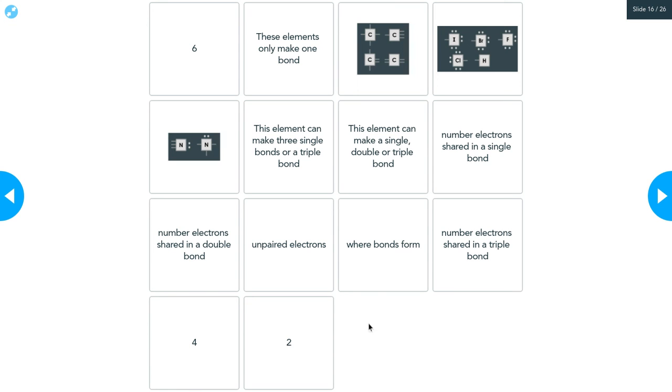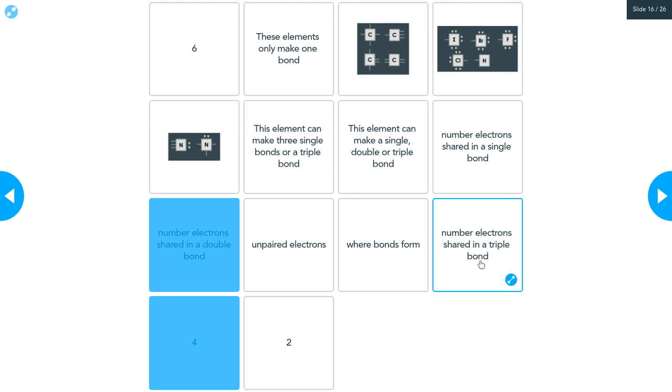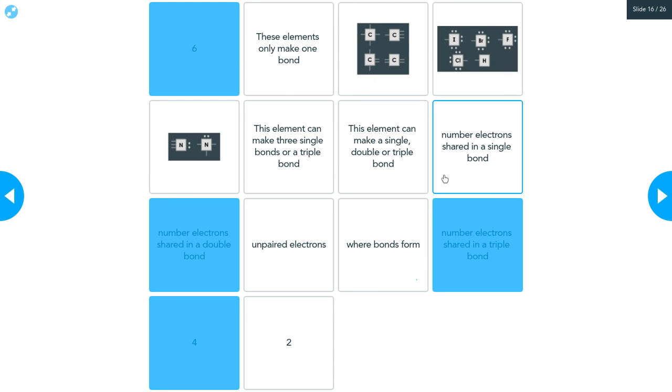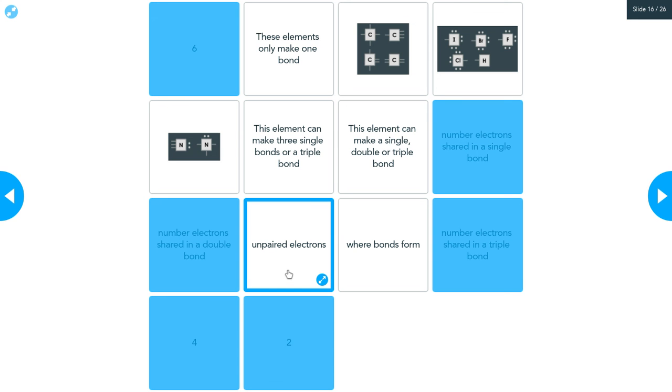This matching section was a little tricky, so I'll do this with you. We just said that 4 shared electrons was a double bond. Double. A triple bond would be 6 electrons. A single bond would be 2. Unpaired electrons are where bonds form.